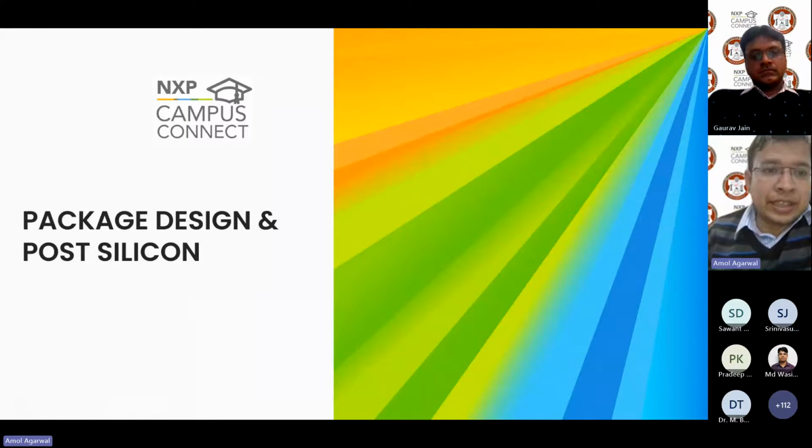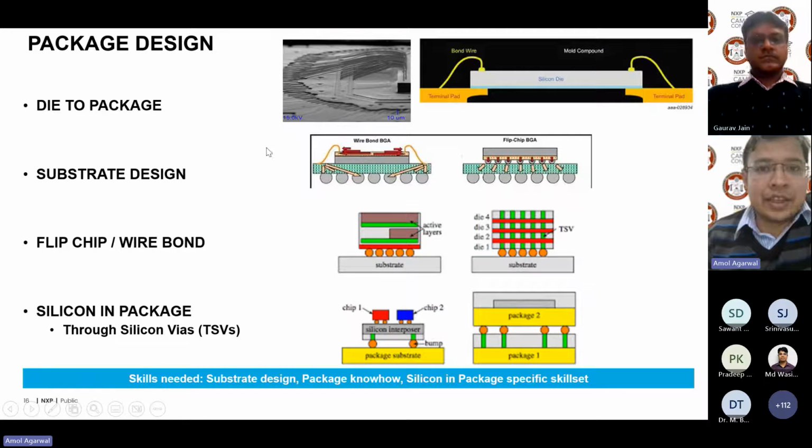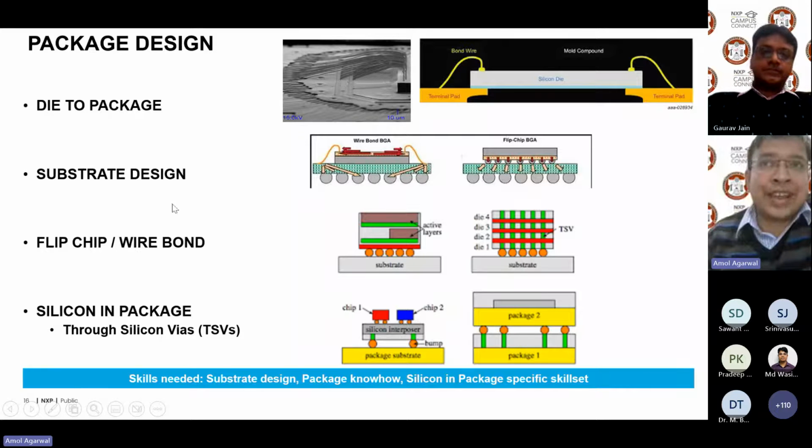So once your silicon is available, next you need to package it. So packaging is the next step. Your silicon is available, then you do a packaging. So here you have heard of multiple package types. It's a flip chip or wire bond, or a BGA package, or it's a system in package. So after your silicon is out, you do a packaging. And here skills needed are the substrate design, package know-how, overall system in package specific skills are required in this field.